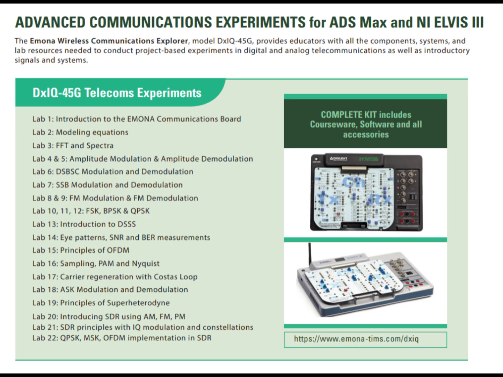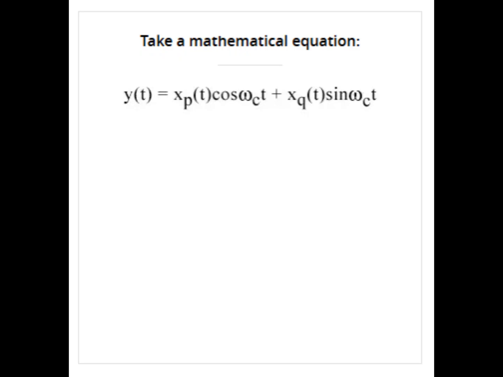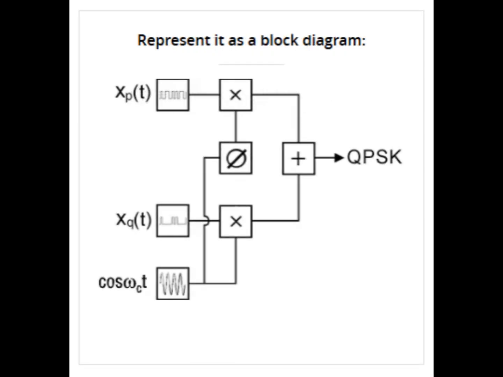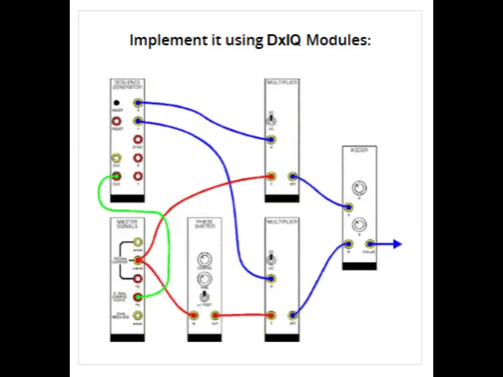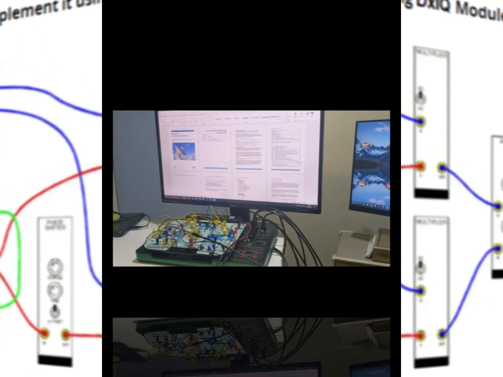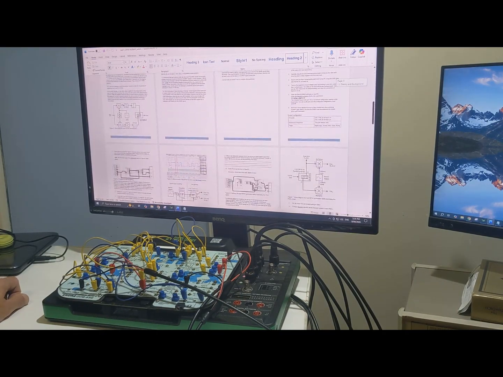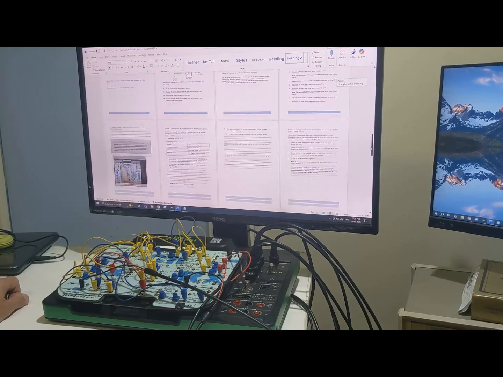own. For example, take the equation for QPSK, normally represented as a block diagram. This block diagram is patched together with real circuit functions to implement a real-time electrical model of the QPSK system. Let us take a quick look at Lab 12 in the DxIQ Lab Manual on QPSK modulation and demodulation.